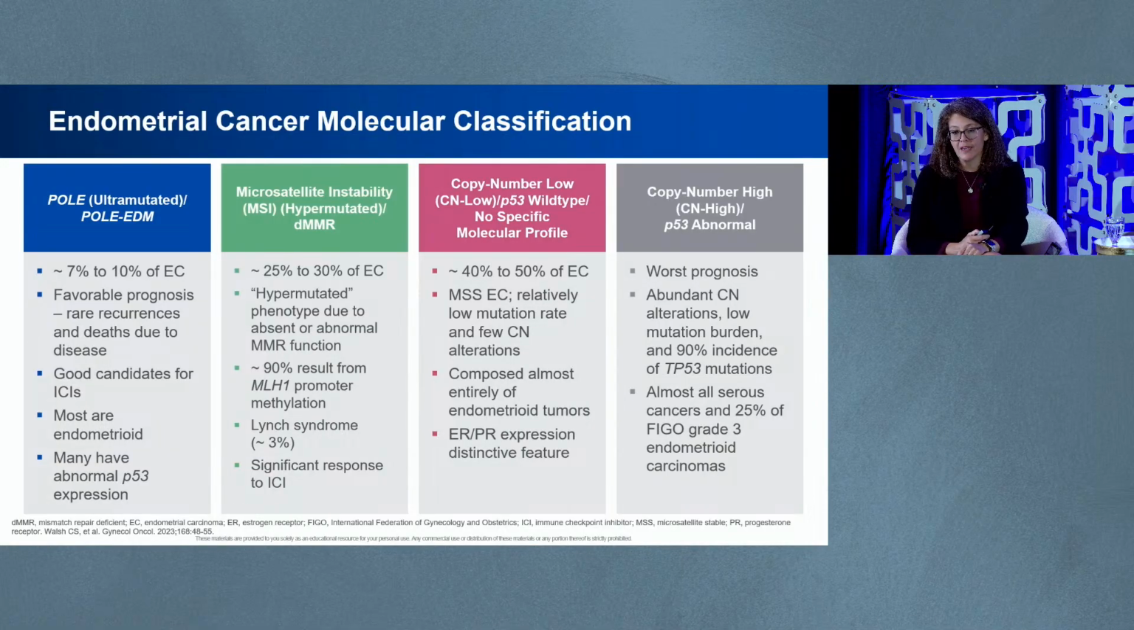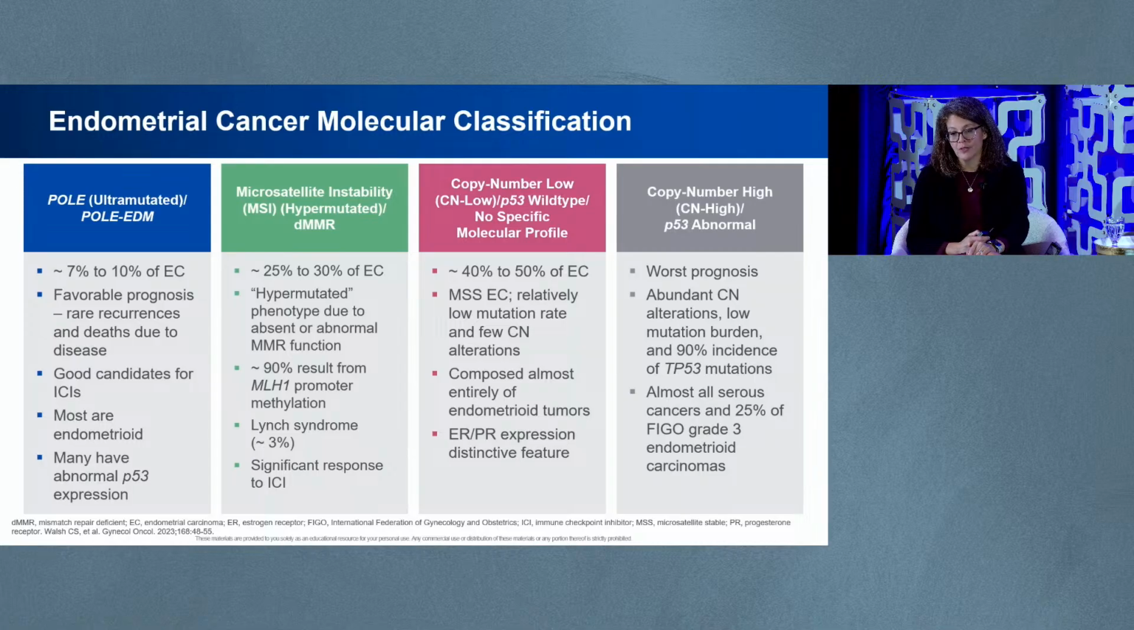Next, we have the MSI high tumors, which categorize about 25 to 30% of endometrial cancers. These are often a result of hypermethylation of the MLH1 promoter. A subset, about 3%, are due to Lynch syndrome. And as we know, immunotherapy or immune checkpoint inhibitors are standard of care in this patient population. We then have copy number low or no specific molecular profile. And I would say this is sort of like everyone else that doesn't fit into the other 3 categories and is probably still somewhat diverse, but makes up about 50% of endometrial cancers.